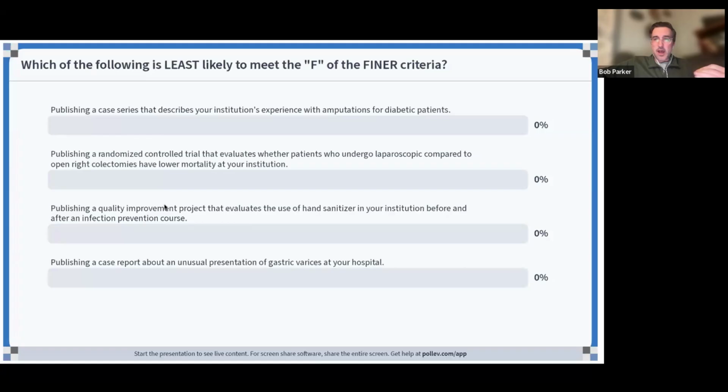It's not that it's not feasible, it just takes time to enroll those patients. It requires enough patients undergoing right colectomies. So you have to be at a relatively busy hospital operating. And then you have to be able to justify laparoscopic versus open. And it's just going to take the time and resources to do it. So I think that was the least feasible of them, but each of them could have their own challenges.